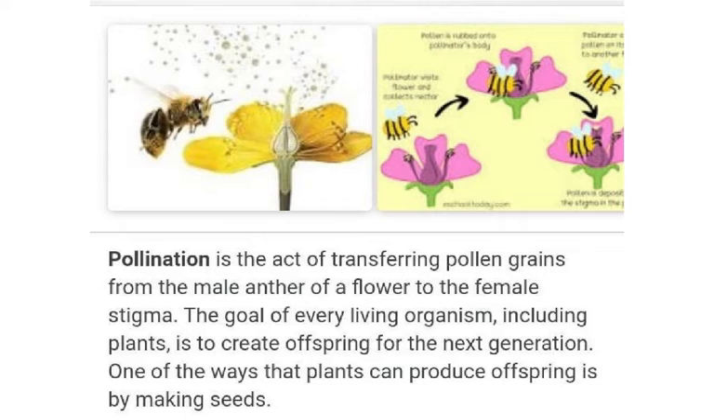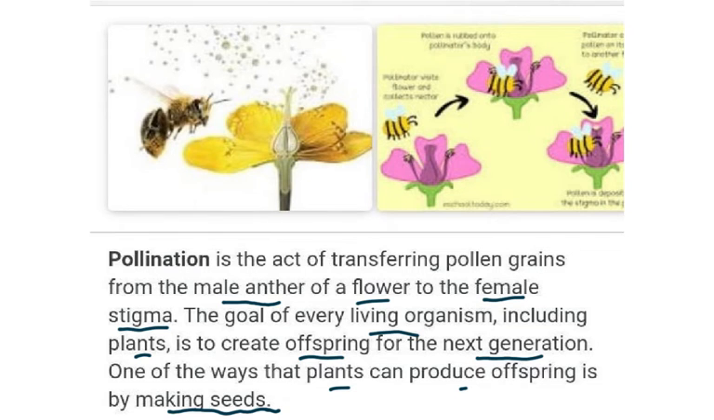In other words, pollination is the act of transferring pollen grains from the male anther of a flower to the female stigma. The goal of every living organism, including plants, is to create offspring for the next generation. One of the ways plants produce offspring is by making seeds. This is sexual reproduction, not asexual, in which you just plant a cutting or a leaf or a part of a stem and it grows into another plant. But this is going to have a lot of genetic variation because the male gamete, which is the pollen grain, goes from one flower to another flower, and that results in variation.